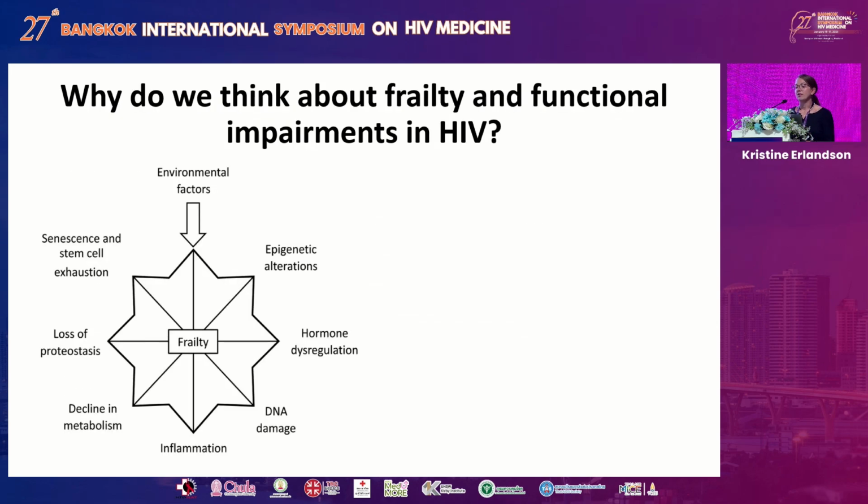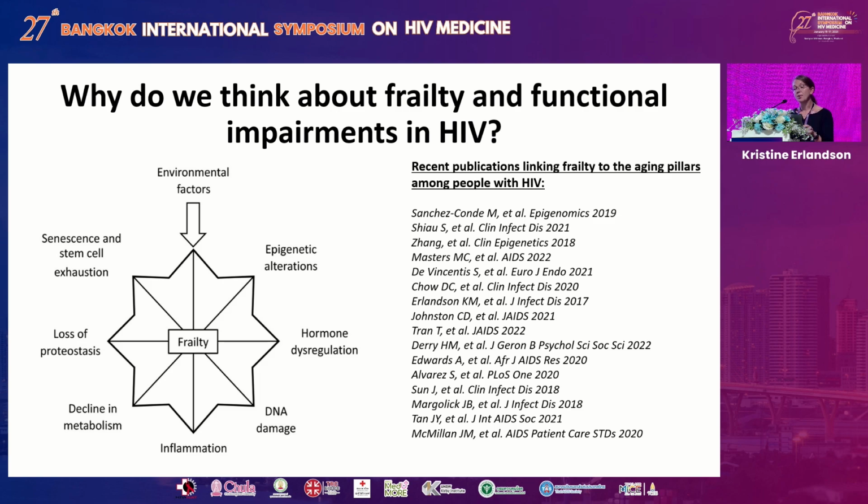So why do we think about frailty and functional impairments in HIV? This figure shows something that we call the pillars of aging or the hallmarks of aging, and it looks at multiple different factors that underlie most aging processes. We see environmental factors contributing to aging, declines in metabolism, inflammation, epigenetic dysregulation, stem cell exhaustion or senescence, and many of these factors that underlie aging are also the same factors that underlie the frailty process or the development of frailty. And many of these exact same processes have been linked to frailty in people with HIV, just to show a sampling of recent publications linking some of these aging pillars with frailty in people with HIV.